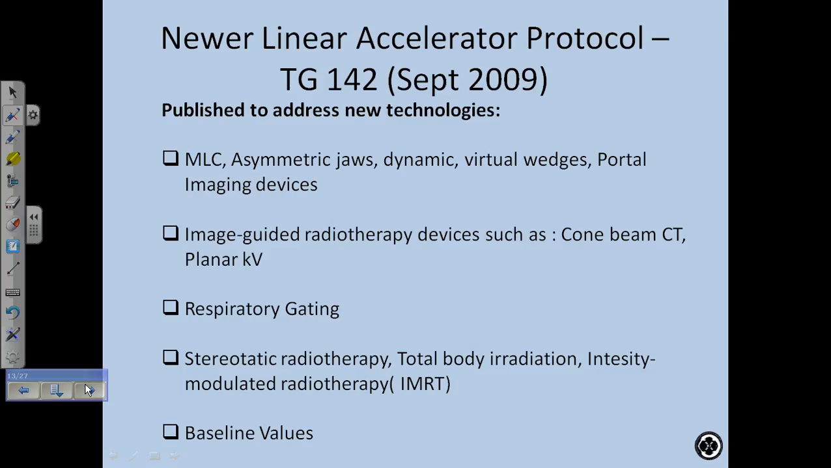Okay, let's take a break here, and then we'll talk about TG142. I know this stuff is a little dry, but it's a good opportunity to go through it and just talk about it a little bit.